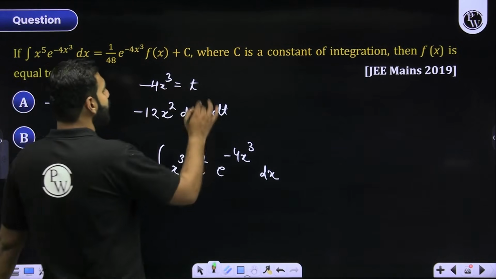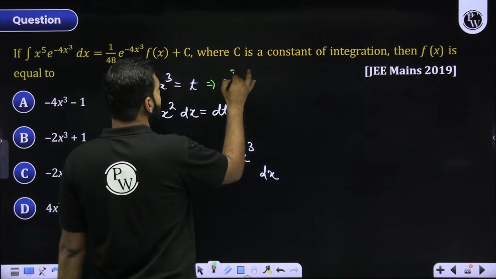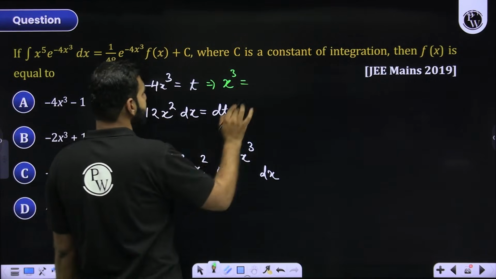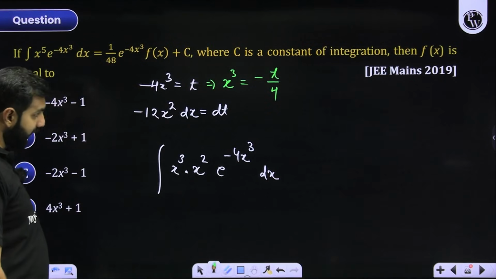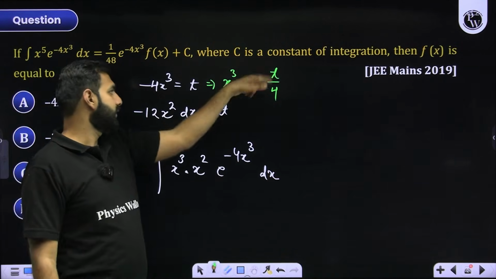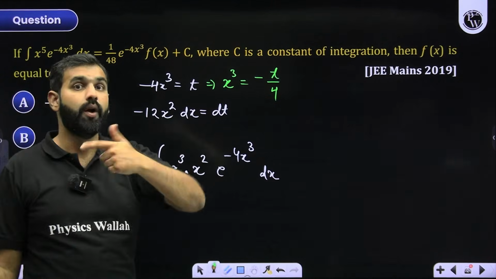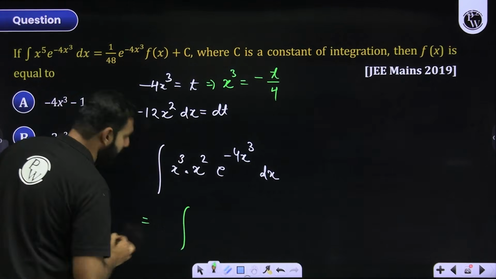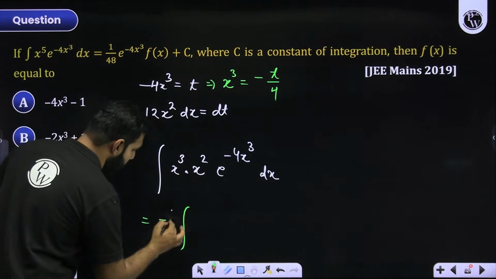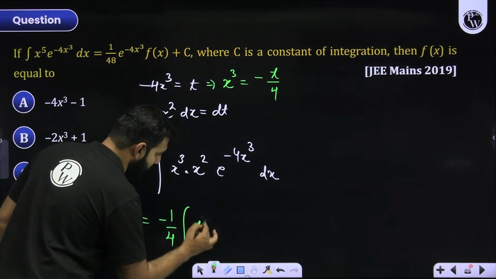So here, if I ask you what will be the value of x cube, all of you must realize and say, sir, it is going to be minus t by 4. Do you all agree with this? That if minus 4x cube is t, x cube is going to be minus t by 4. Now, why are we doing this? Here, this x cube, I am replacing by minus t by 4. So minus 1 by 4 comes outside and you're left with t inside.